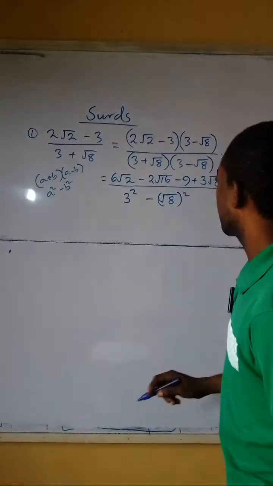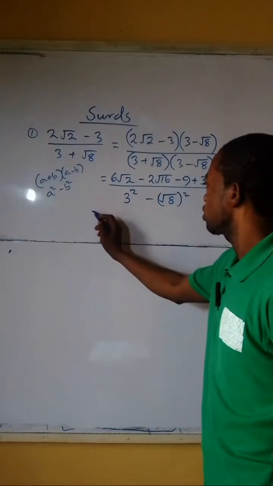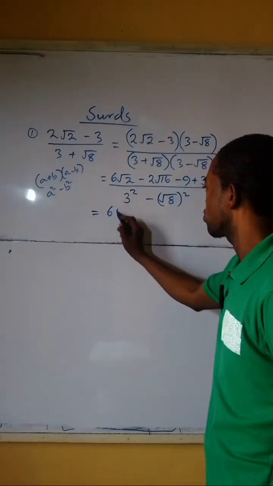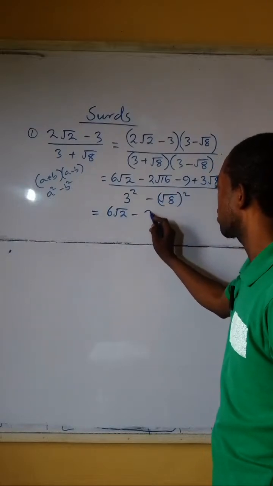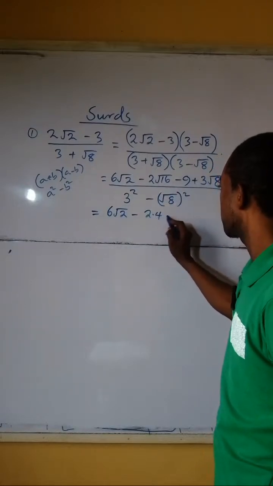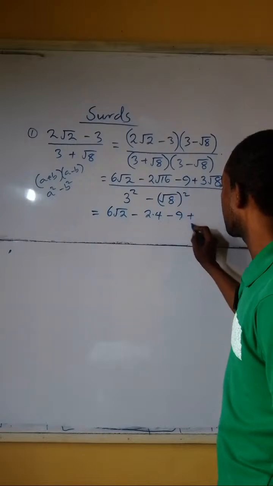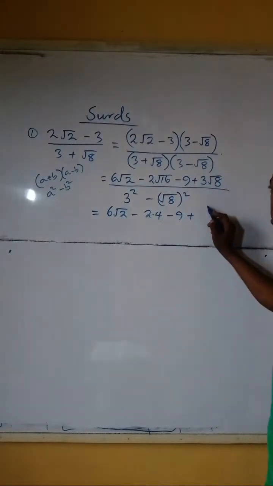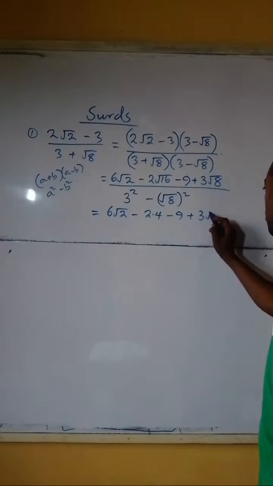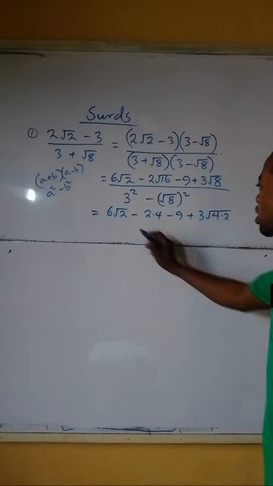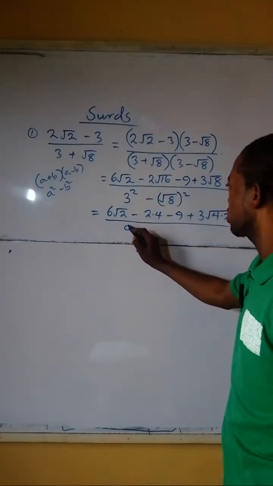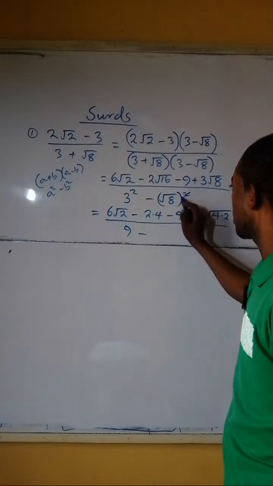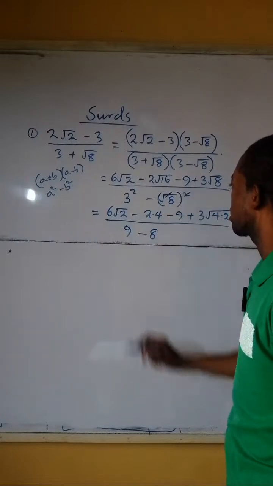Then from what we have here, this same thing as 6 root 2, then minus root 16, that's 4. So we have 2 times 4 here, minus 9, then plus. Here as well, we can write root 8 as root 4 times 2. Then divided by 3 squared here, that's 9. Then minus, here square cancels square root, that's 8.